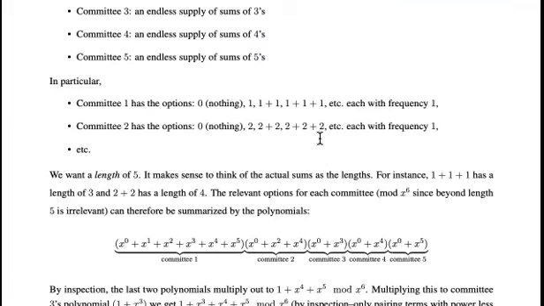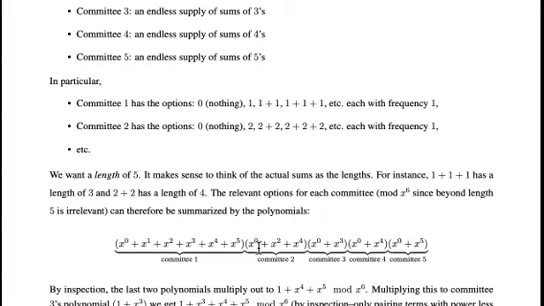But if we're just working mod x to the 5th, we can cut out the 2 plus 2 plus 2 because that's higher than x to the 4th. So we can just do this. Committee 3, if we work that out, we're just going to have a 3, because we can't do 3 plus 3. That's too big. And then the same for 4, just x to the 4th and x to the 0, x to the 5th, and x to the 0.